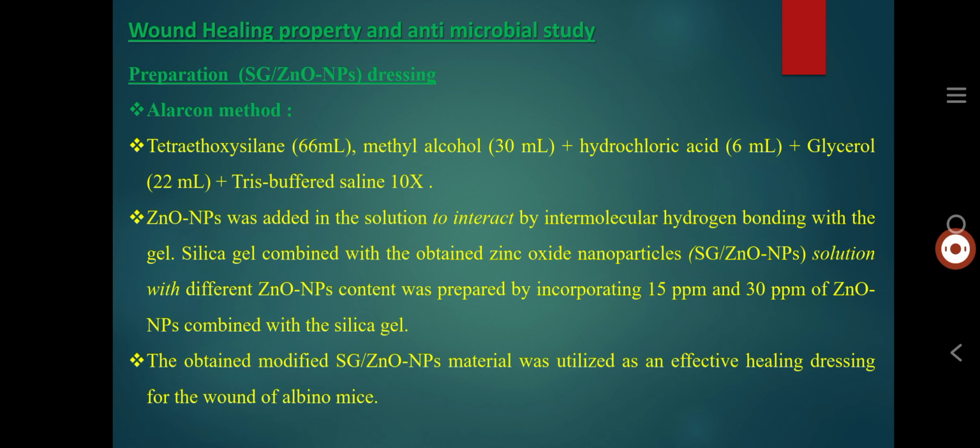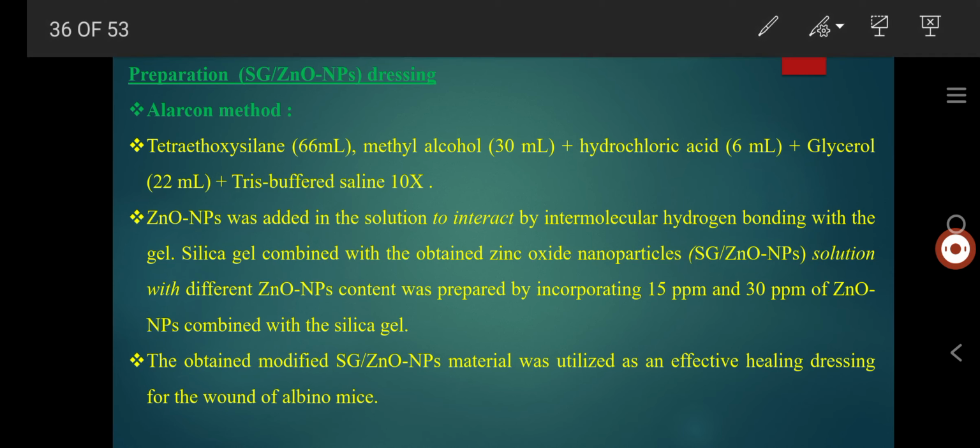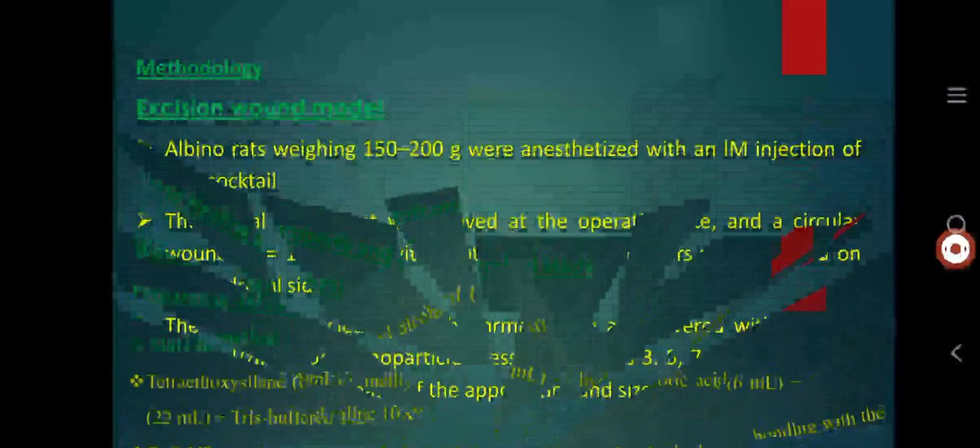Similarly, with different zinc oxide nanoparticle content, we prepared materials by incorporating 15 ppm and 30 ppm of zinc oxide nanoparticles combined with silica gel, and the obtained modified material was utilized as an effective healing dressing on the albino mouse.